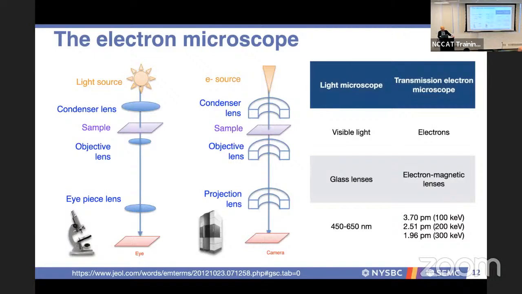Their NA is much worse. Some light microscope lenses have high NAs. They can even be over 1 if you have an oil immersion lens. But our electromagnetic lenses are, I don't know what the NAs are, but it's like 10 to the minus 2, give or take. So it's really much, much worse.